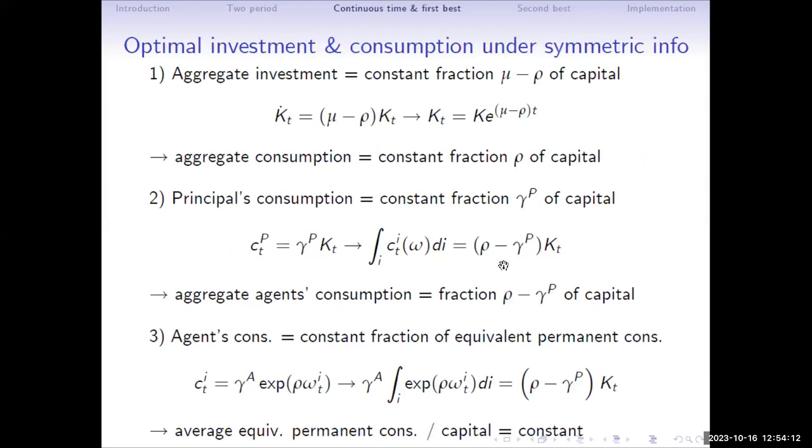And so let's go there. What's the result? I'm showing you the optimum with symmetric information, because you will see that the optimum with asymmetric information will be very similar. So really the symmetric information optimum is a stepping stone for us. In the symmetric information optimal allocation, we're going to have a rate of investment equal to mu, which is the productivity of capital, minus rho, which is the discount rate. That's the rate at which we grow our physical capital. And then we're going to have a principal whose consumption will be a constant fraction of capital. So C_P is going to be equal to gamma_P, which is a constant, times K_t.